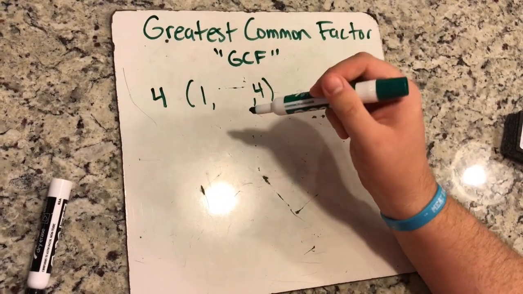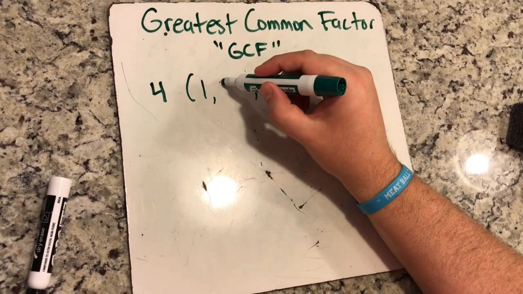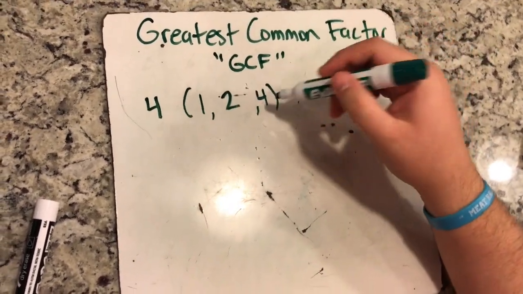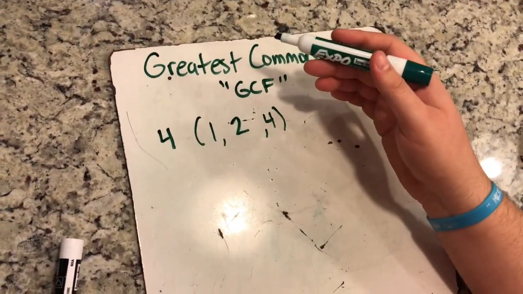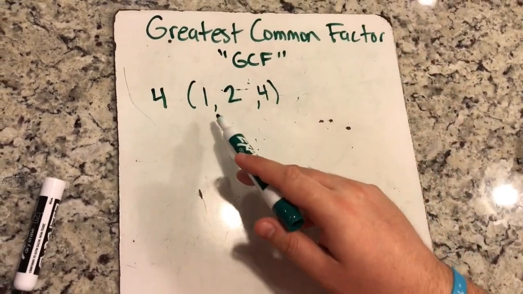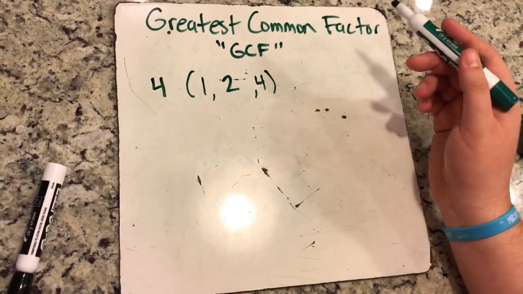So 2 times what equals 4? Well, in that case, 2 times 2. You just put the 2 right there. You don't have to put both of them. Since that's right there in the middle, we know that there's nothing left. So the factors of 4 are 1, 2, and 4.